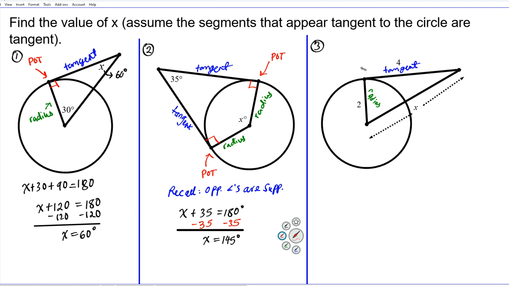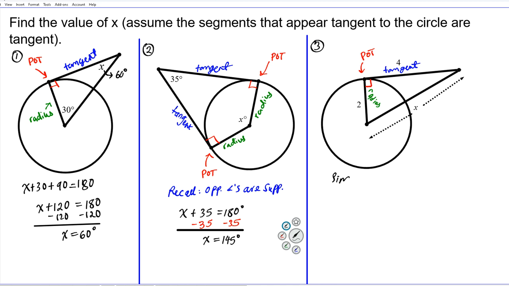Okay, they meet at a point of tangency. That point of tangency is going to be 90 degrees. So what type of triangle has 90 degrees? Any triangle that has 90 degrees is a right triangle. Okay, so since it's a right triangle, we can use the Pythagorean theorem.